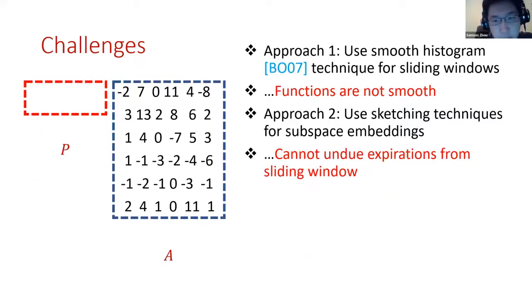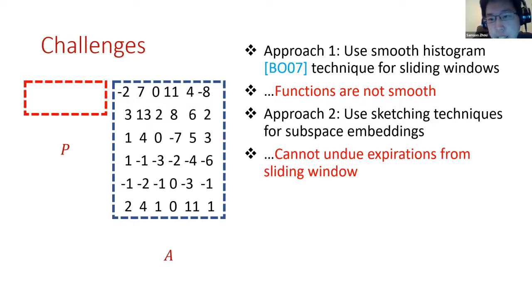Now that we have a working problem in mind, let's discuss some of the challenges in the sliding window model. A natural approach would be to use the smooth histogram framework by Braverman and Ostrovsky. This gives a number of algorithms for the sliding window model, but it requires that the input and the desired function are smooth. This is a property of functions that are scalar valued. But here we deal with matrix valued functions, so it's not immediately obvious how to extend this idea to our setting.